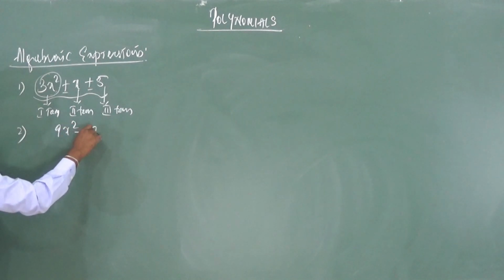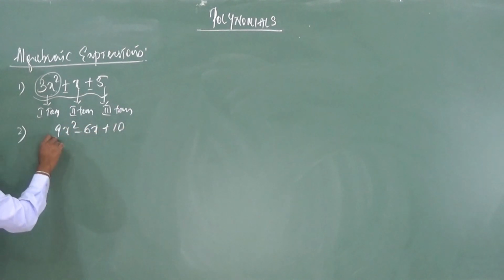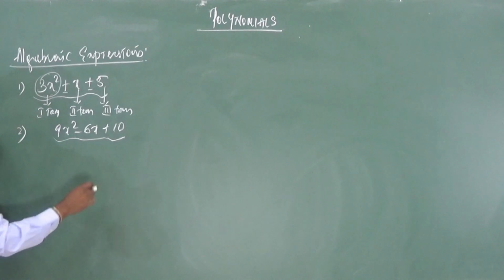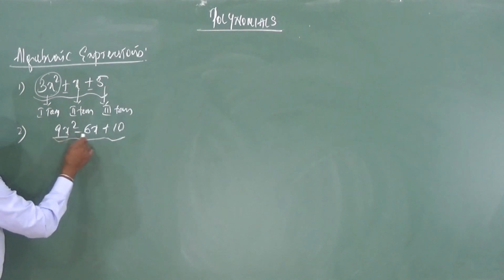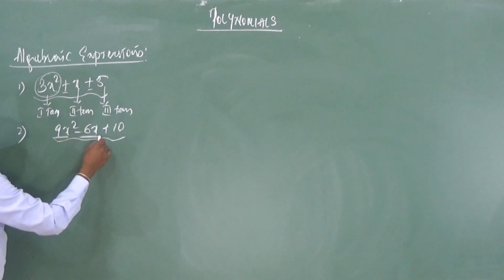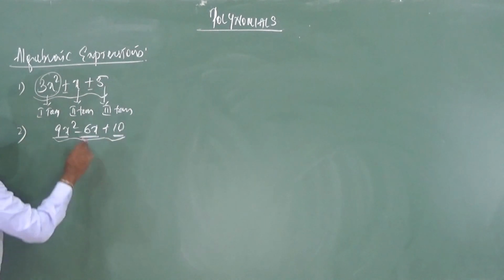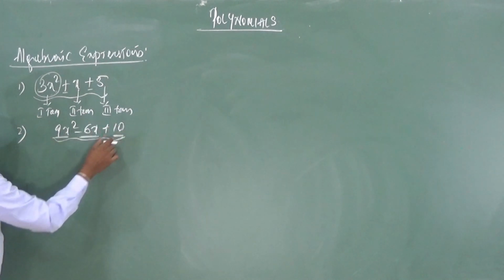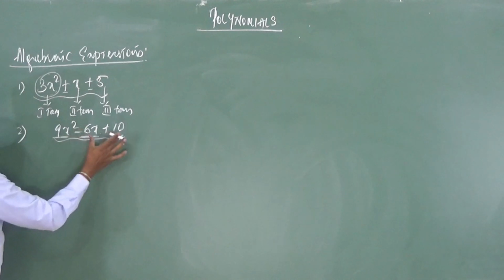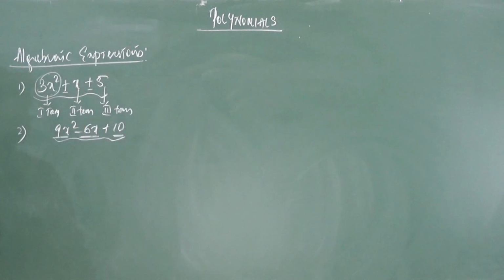9x square minus 6x plus 10. So it's again an algebraic expression because 9x square is a term, minus 6x is a term, and 10 is a term. Among these three terms, these two are connected by a minus sign and these two are connected by a plus sign. Next, we'll go with another example.